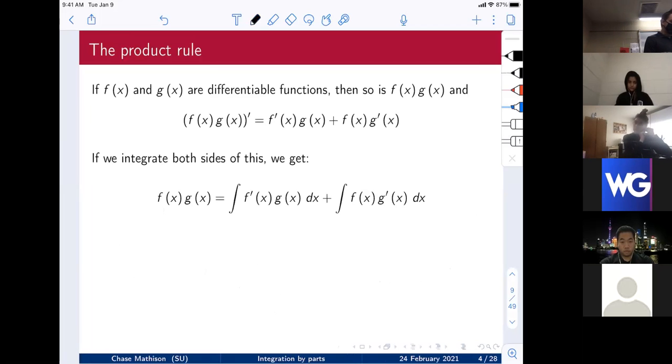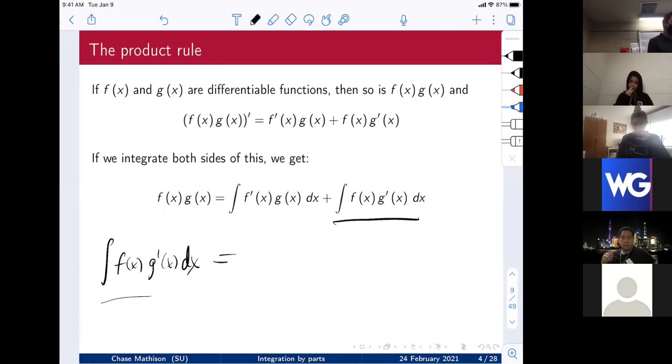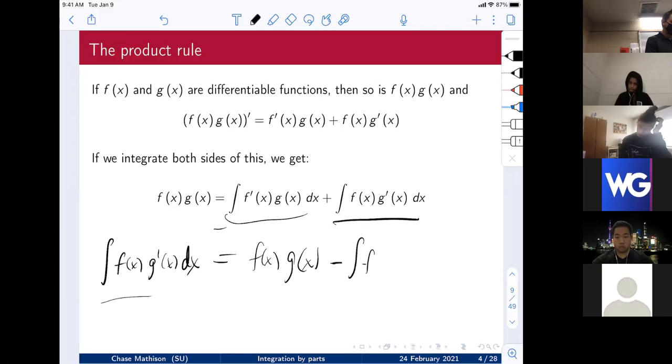So if I rearrange it, if I want to find the integral of f of x times g prime of x with respect to x, I can just subtract this integral from both sides. So this is f of x times g of x minus the integral of f prime of x times g of x, dx. Okay, this is integration by parts.